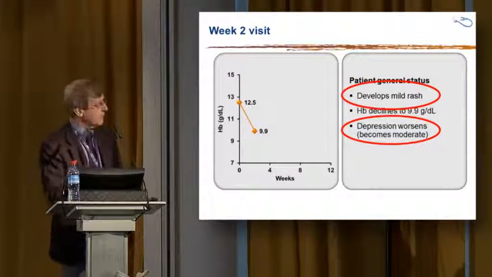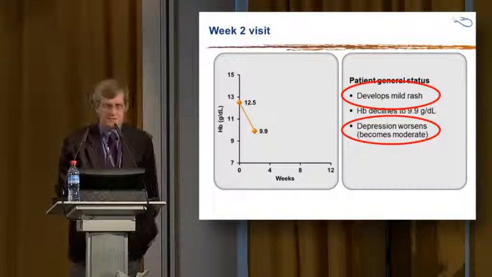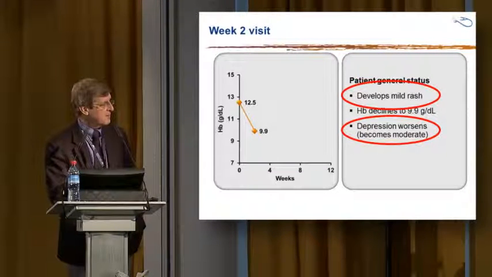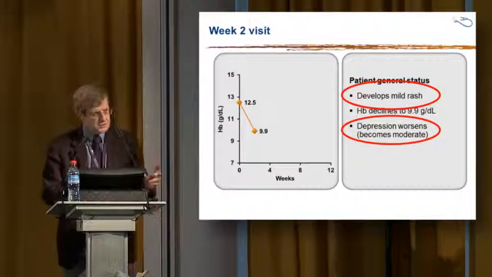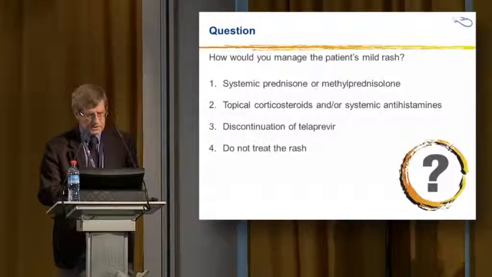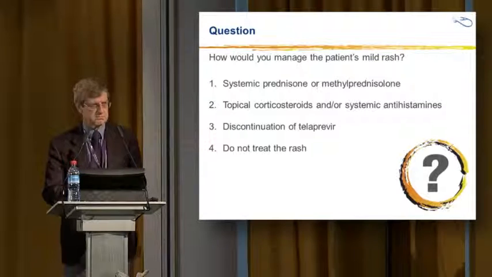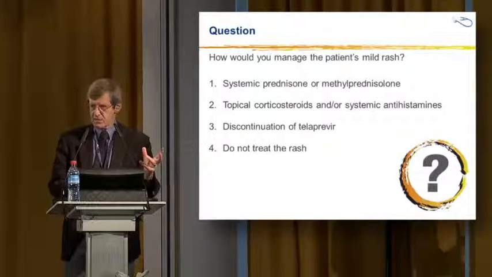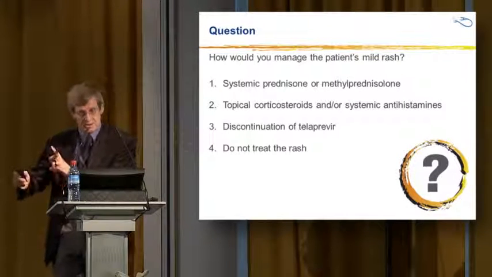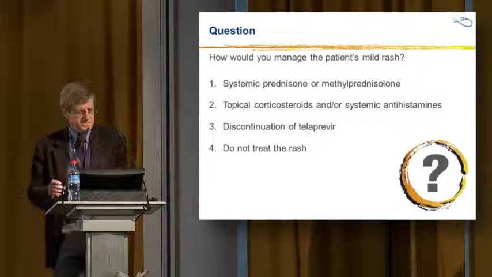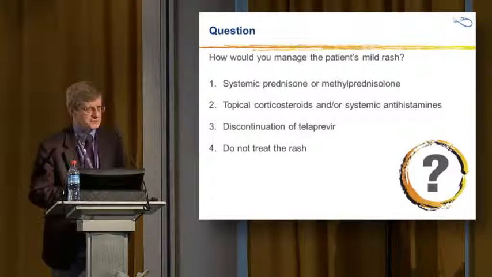So you've already seen the way that the hemoglobin was declining. I want to focus on the development of the mild rash and the fact that the depression worsened and becomes moderate in severity. So how would you manage the patient's mild rash? Would you give systemic steroids, topical corticosteroids, and maybe also systemic antihistamines? Would you discontinue telaprevir or not treat the rash?